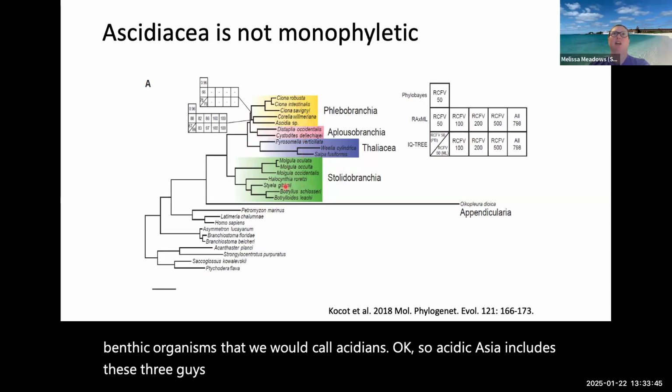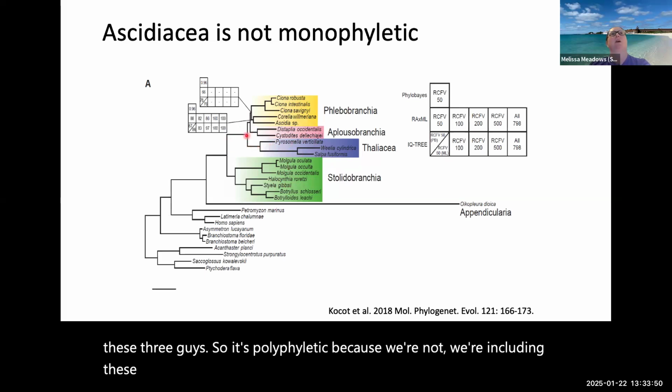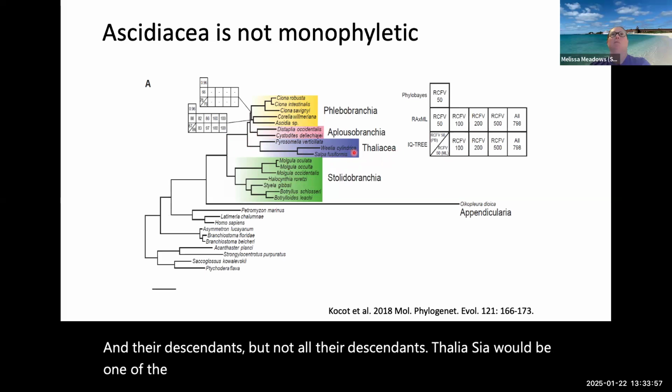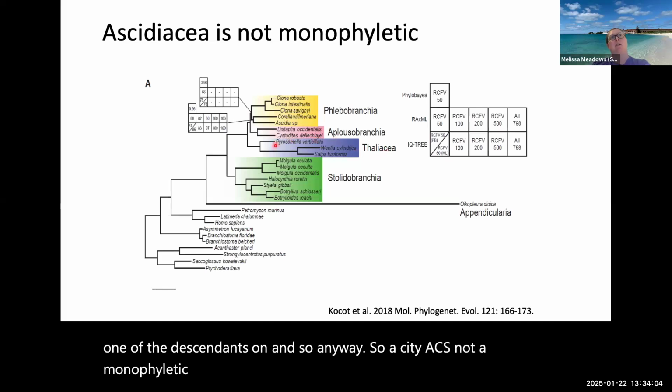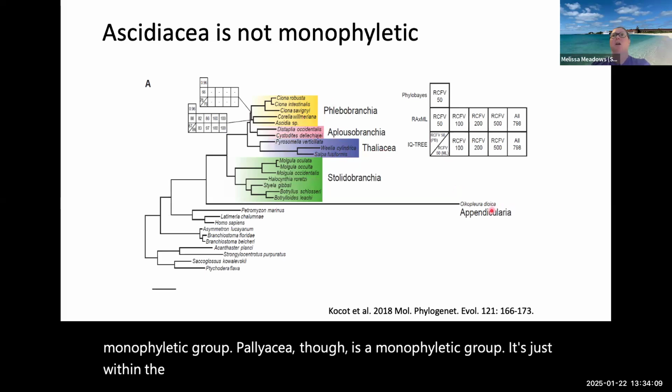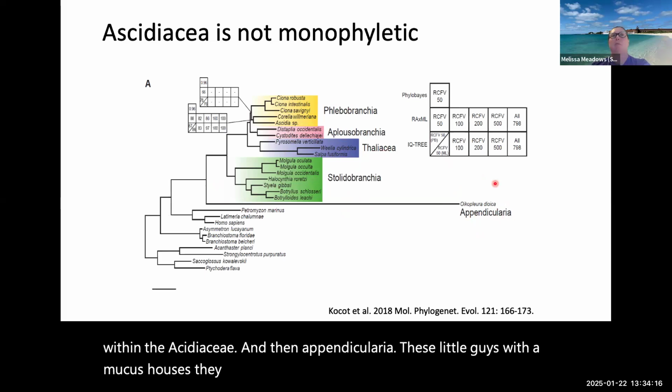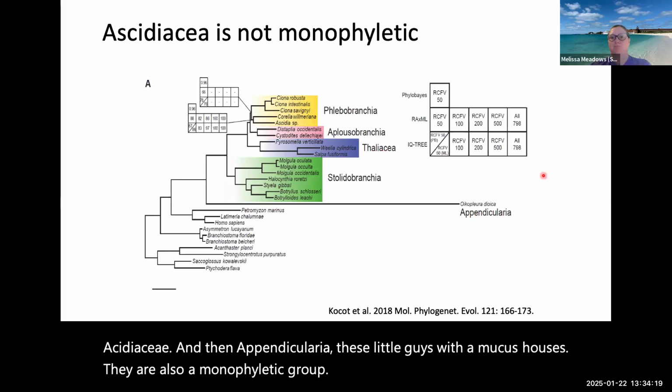So it's polyphyletic because we're including these ancestors and their descendants, but not all their descendants. Thalliaceae would be one of the descendants. And so Acidiacea is not a monophyletic group. Thalliaceae, though, is a monophyletic group. It's just within the Acidiacea. And then Appendicularia, these little guys with the mucus houses, are also a monophyletic group. Okay.